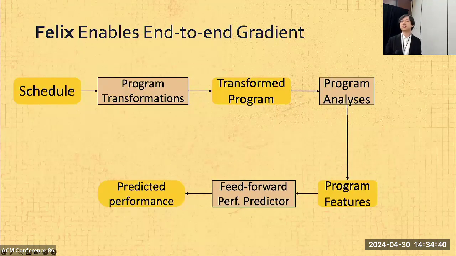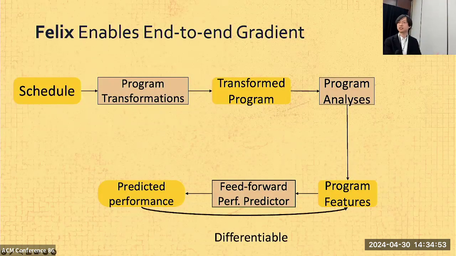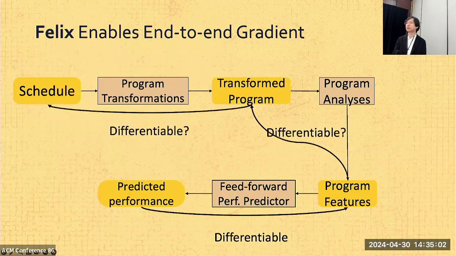There's something similar in Felix, but that is not enough, because in addition to this, we now want gradient. The last part of the pipeline in Felix is a feed-forward network for the performance prediction, and that part is easy to make differentiable because you can run backprop on the feed-forward network. However, the other two parts are much, much harder to make differentiable, because now you have to change the entire program transformation and analysis pipeline in your compiler to make the gradient happen.